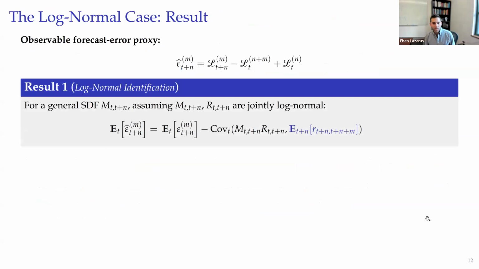So let me put some structure on that statement. Okay, so what are we going to do? We can measure using the LVIX a proxy for forecast error in the equity premium or expected return on the market.